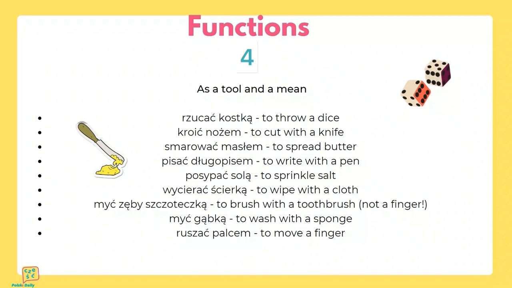Kroić nożem, to cut with a knife. Nóż is just a tool, so you can add another object to it. For example, kroić chleb nożem, to cut bread with a knife. And notice here that we don't use z. Please notice that in this phrase we also don't have any z. Just kroić nożem. Instrumental is enough.